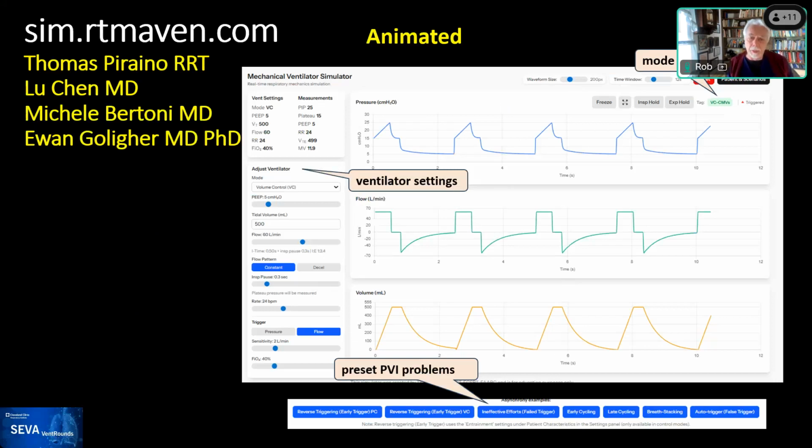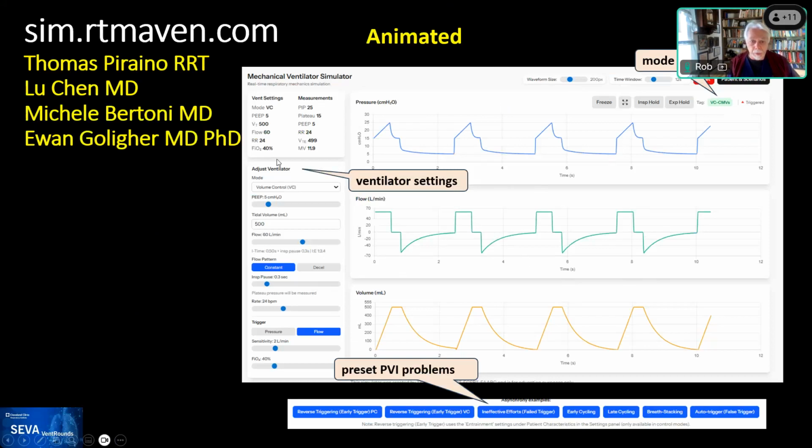But it's rtmaven.com. And the interesting thing about this is that it's dynamic. These waveforms are animated. They scroll past, unlike the previous one I showed you, which was all static. This looks just like a ventilator display. It has a lot of interesting features.